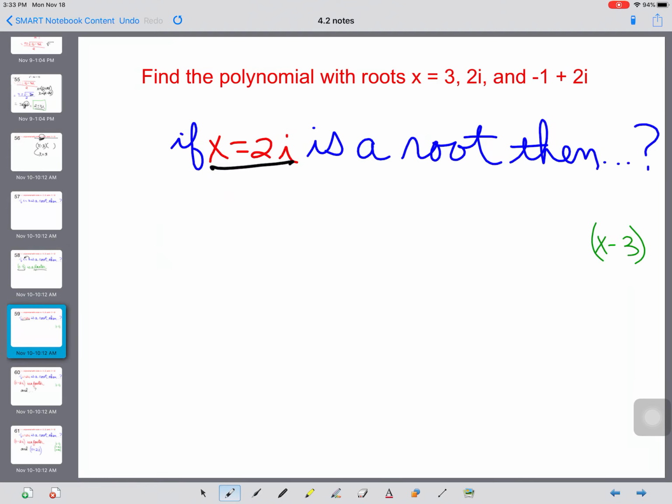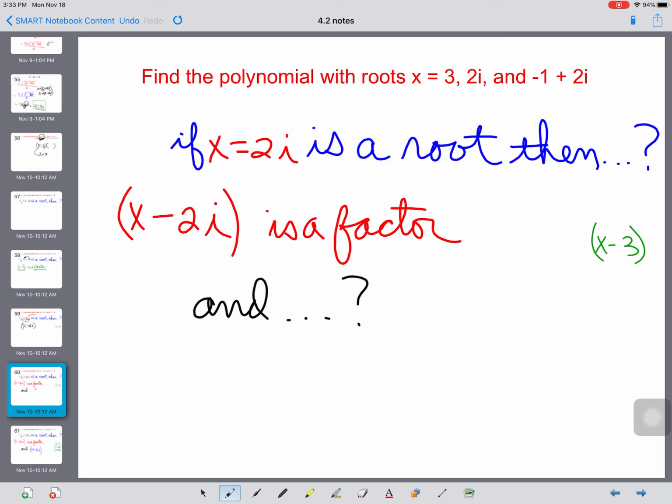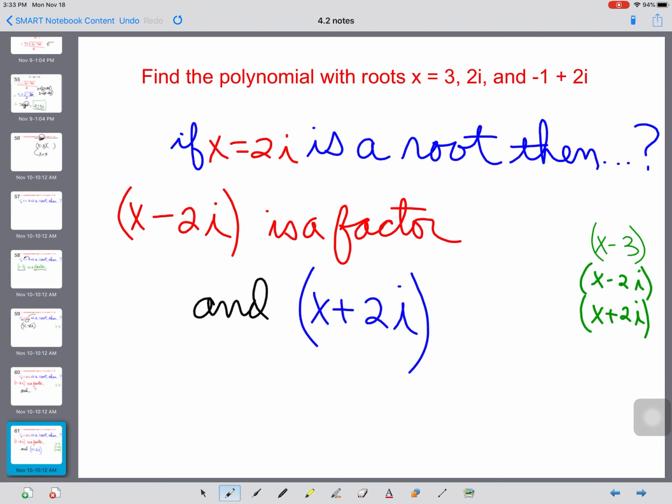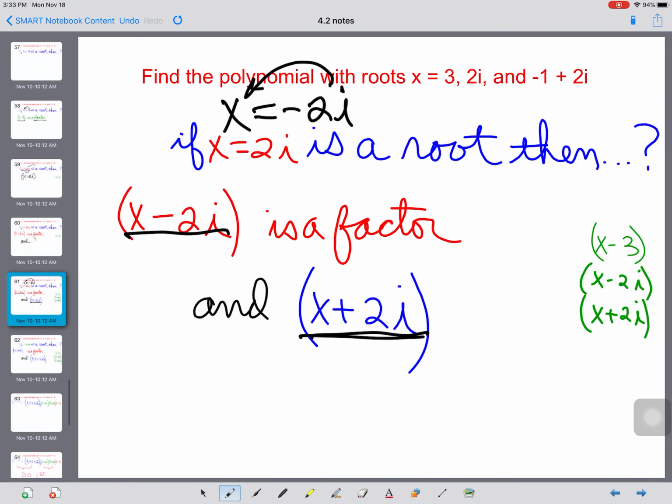Similarly, if x equals 2i is a root, then, well, add this back over to the other side, you're going to get x minus 2i is one of the factors. But I told you a moment ago that complex numbers always occur in what's called conjugate pairs. So if 2i is one of the zeros, then negative 2i will also be one. So even though it's not told to you, negative 2i. And then when I bring that over to the other side, that's where I get x plus 2i. So both of these will be factors.